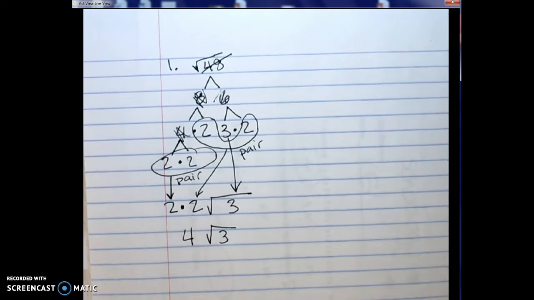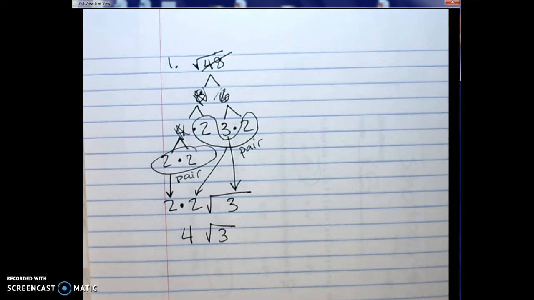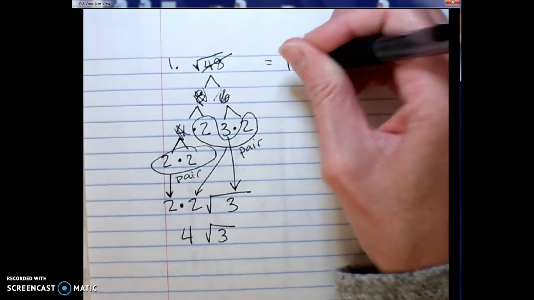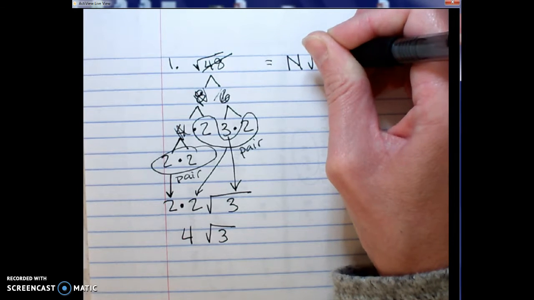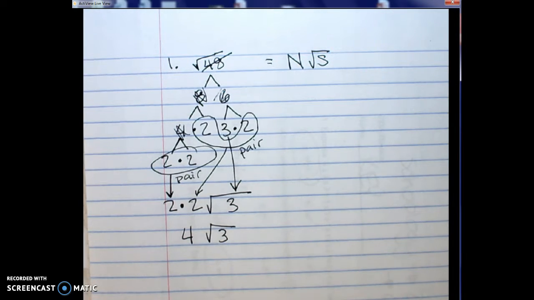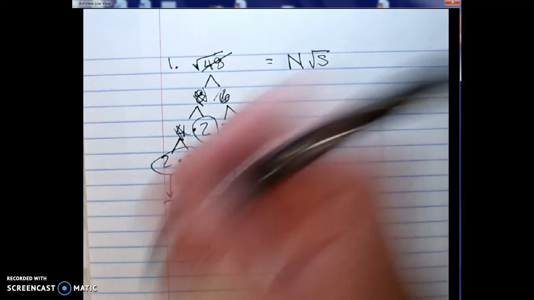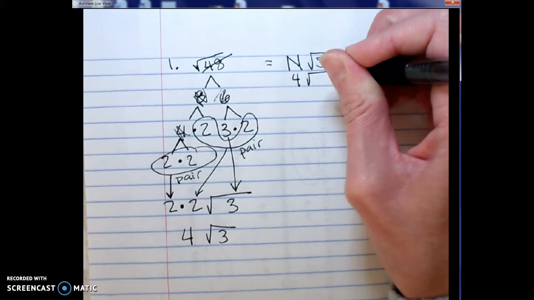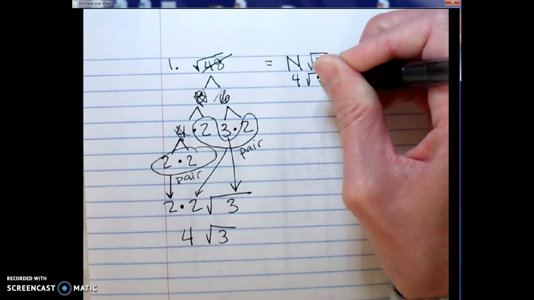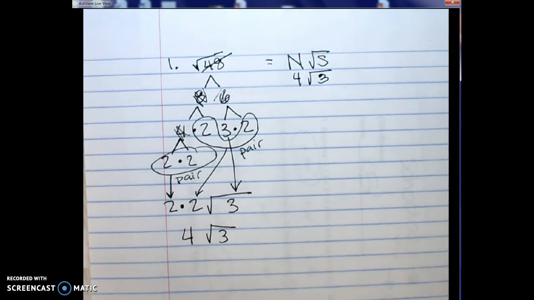Now, for your original problem, they did have it where it was set up to equal n square roots of s. So the way that they figured out what n and s was is they just matched this up. We said it was 4 square roots of 3. So that means n was 4 and s was 3. That's how they got that final answer on your worksheet.